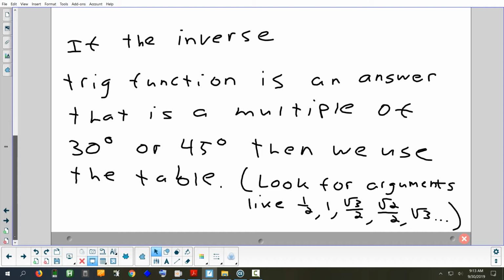And after a while, some of these you'll probably remember, like inverse sine of a half is 30. Inverse sine of 1 is 90. Those are some common ones that we see a lot. So eventually, as you do them, you just start to remember a few of them. Probably not all of them, because there's a lot.